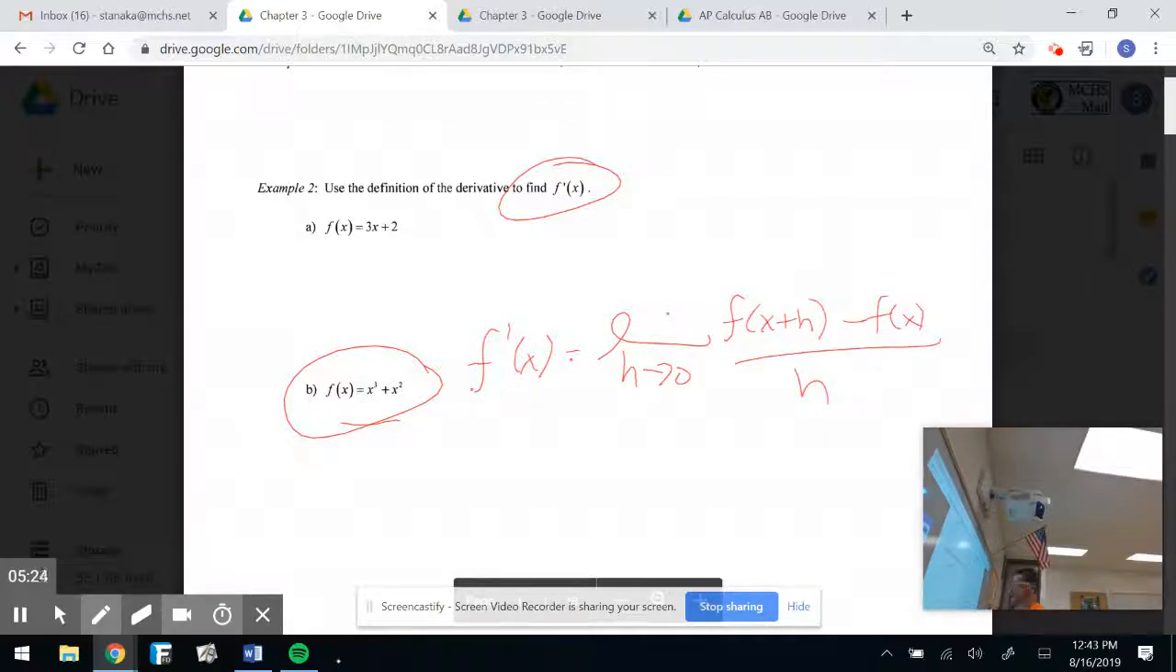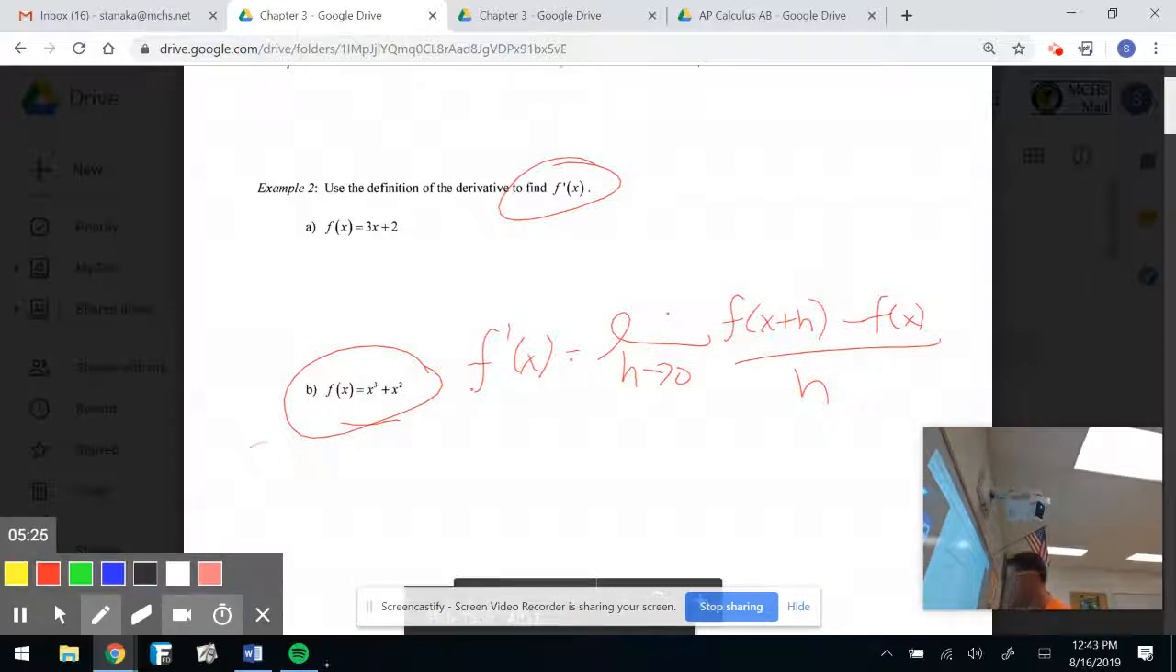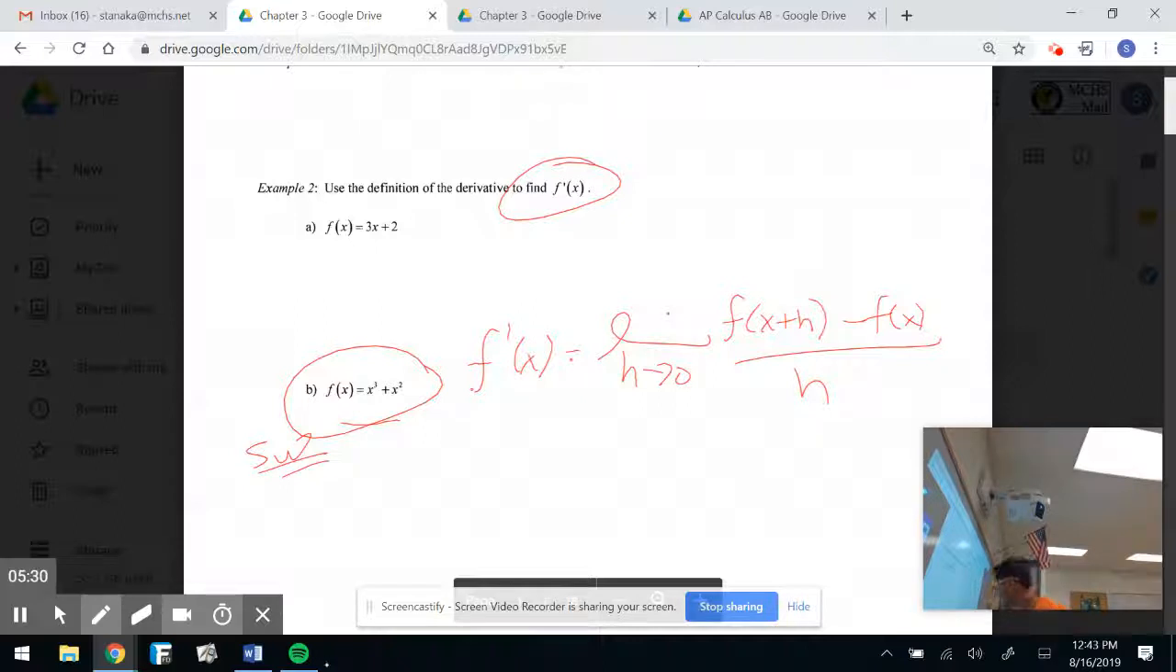Now I highly encourage, when you're doing a problem this crazy that has a lot of work in it, to do some side work. You should do a little f of x plus h because I need to know what that is, right? And that's going to be x plus h to the third power plus x plus h squared. Oh no, how fun. That's a lot of work. And then you're also going to find out what f of x is.